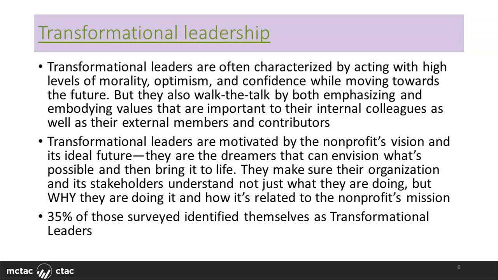Transformational leaders are motivated by the nonprofit's vision and its ideal future. They are the dreamers that can envision what's possible and then bring it to life. They make sure the organization and its stakeholders understand not just what they are doing, but why they are doing it and how it's related to the nonprofit's mission. About 35% of the people who were surveyed said that they were transformational leaders.